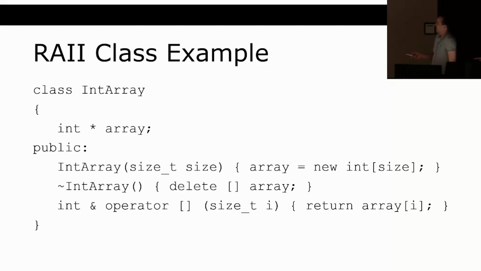Then I'm going to have an operator here, which, so C++ has operator overloading, where I can actually define the square bracket operator. So now I can say array[i], like this, outside the class.